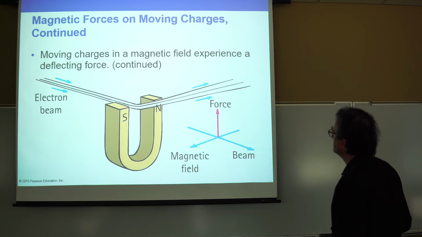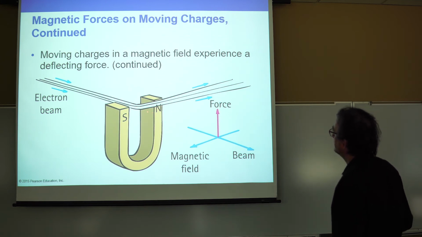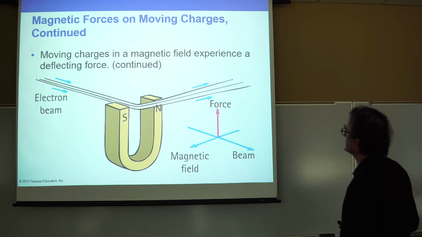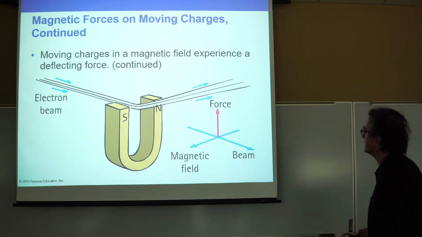So V cross B, V is pointing in the direction coming right through the magnet. The field lines go from north to south. The force becomes vertical, which is perpendicular to both the horizontal field line from north to south, as well as the horizontal velocity vector. So moving charges in a magnetic field will experience a deflecting force.